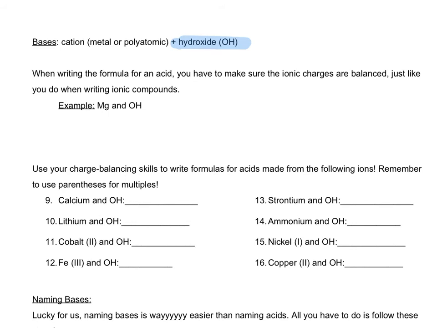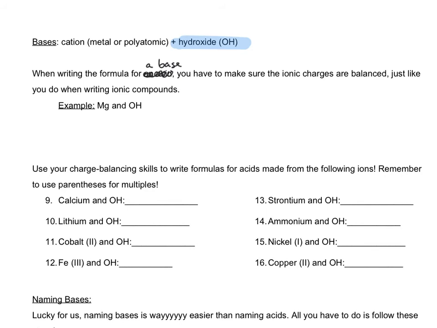Oh, just found a typo in those notes there. This is when writing the formula for an acid. It's because I copied and pasted. We are writing the formula for a base. You need to make sure ionic charges are balanced, just like we've been doing for ionic and acid, and that's because those electrons get transferred.